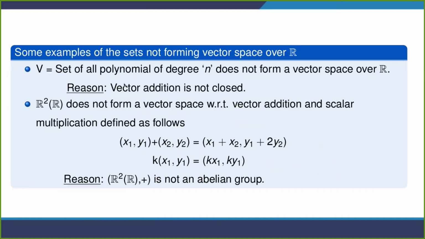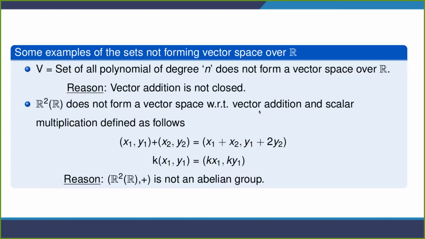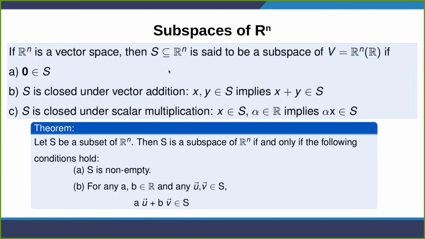Some kinds of examples do lie within the vector space, but some of them do not. So the set of all polynomials of degree n does not. But R raised to the power n, or p, this kind of thing does lie under the same vector space. So that is important. Then let's talk about the subspaces of R raised to n.